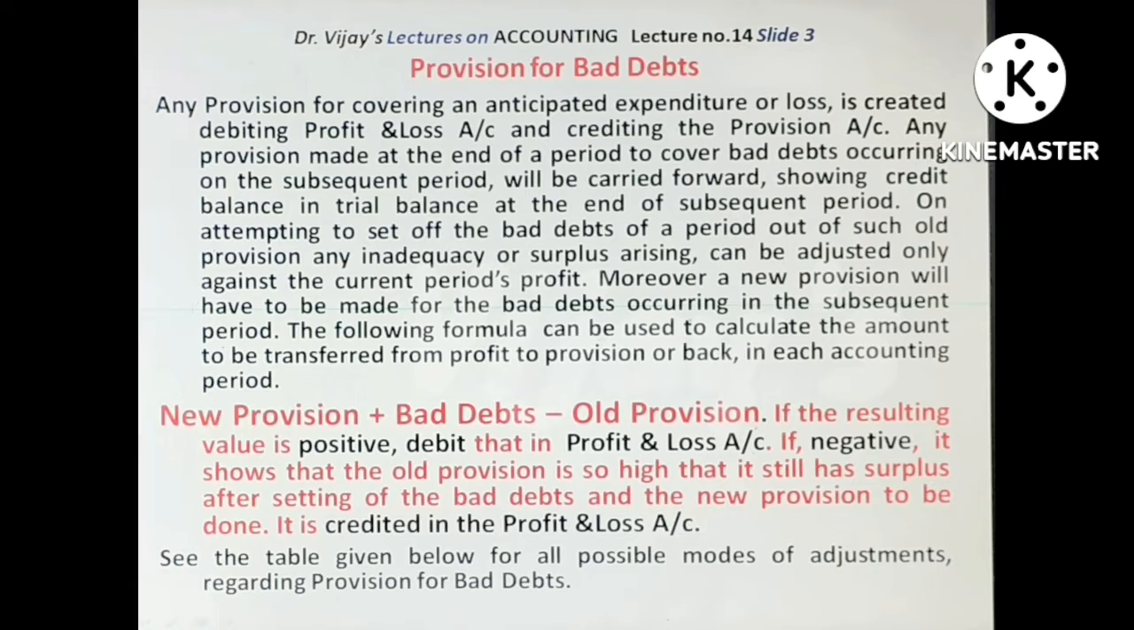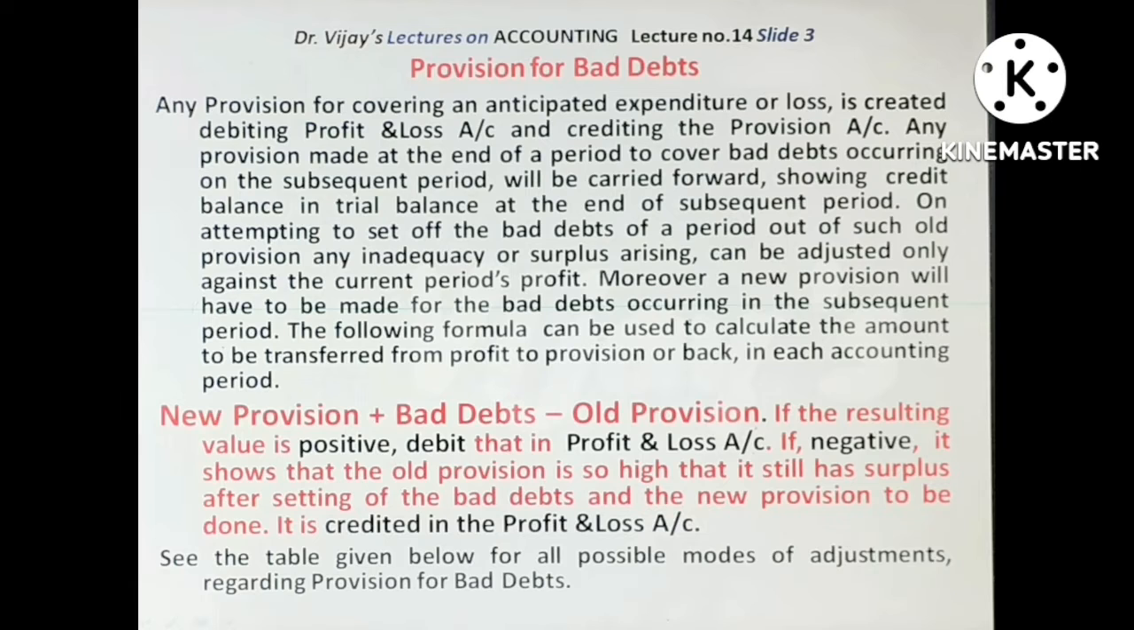Old provision means provision that was created in the previous period, whose balance is brought down and is shown under credit side of trial balance. Okay, the formula is new provision plus bad debts minus old provision. If the resulting value is a positive figure, debit that in profit and loss account. If it is a negative value, it shows that the old provision is so high that it still has surplus after setting off the bad debts of the current period and the new provision to be made. It has to be credited in the profit and loss account.